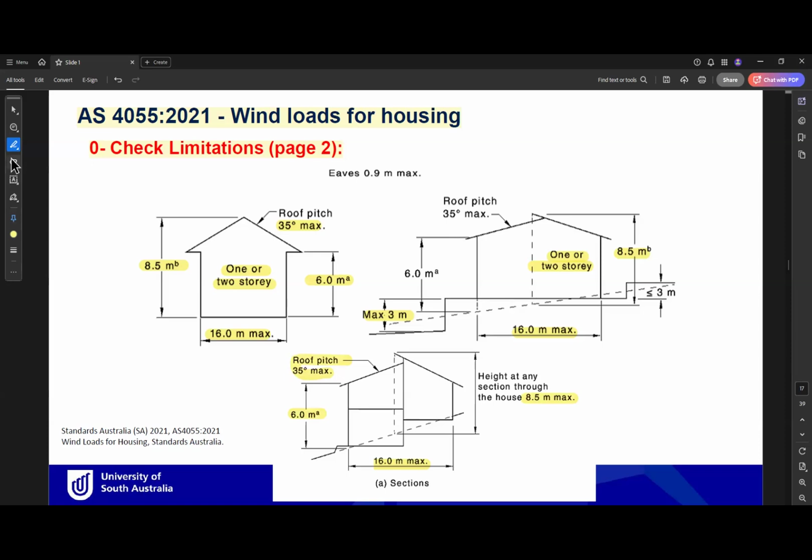This is the standard we will be using in our course, so the limitations of this standard will be satisfied in our course. But these limitations are general limitations for you if you try to find wind loads. So you need to check these limits before using the procedure and formulas in this standard. So this is our step number 0.